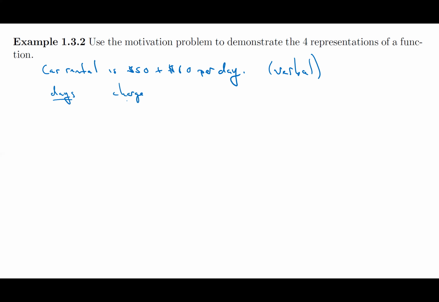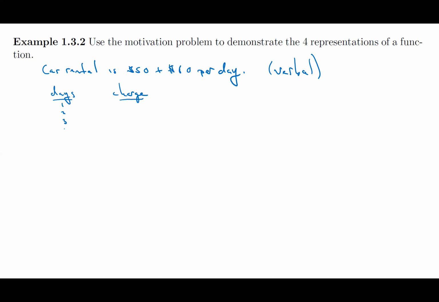And so the verbal, remember, well, let me rewrite it here. So the car rental is $50 plus $60 per day, okay? That would be verbal. Well, tabular, we'd have the days, and we'd have the charge.